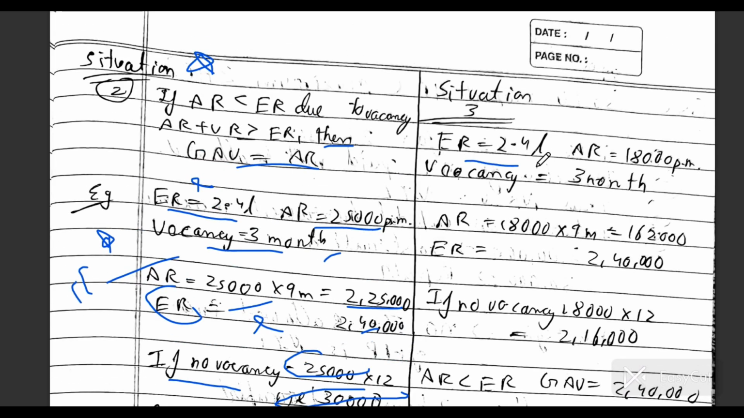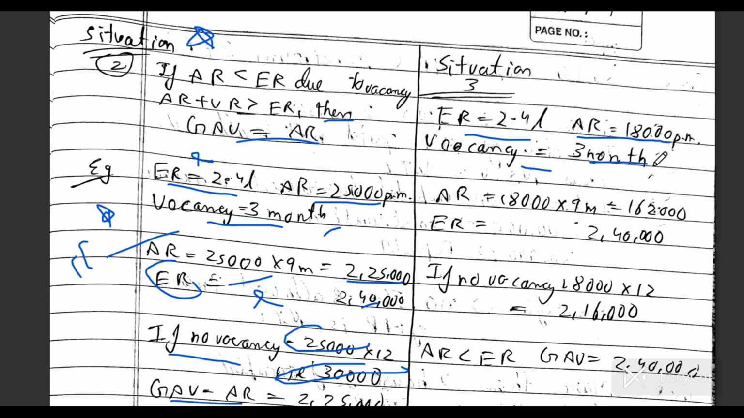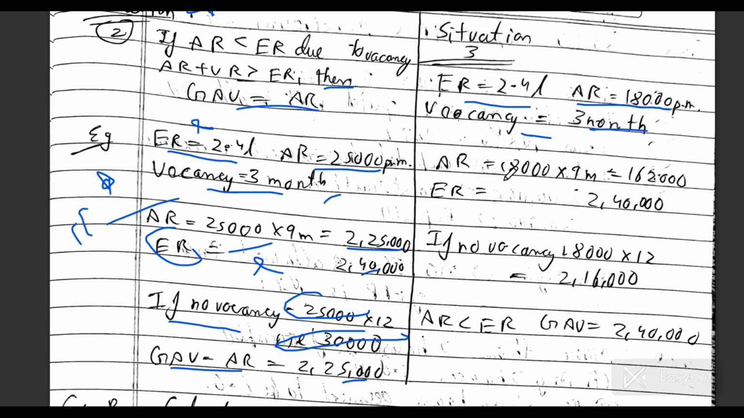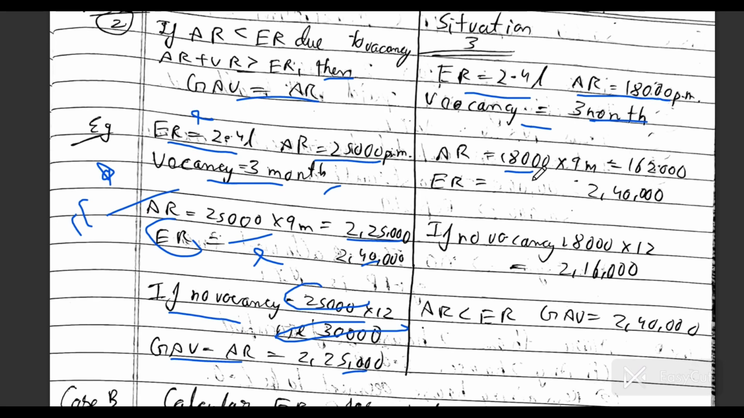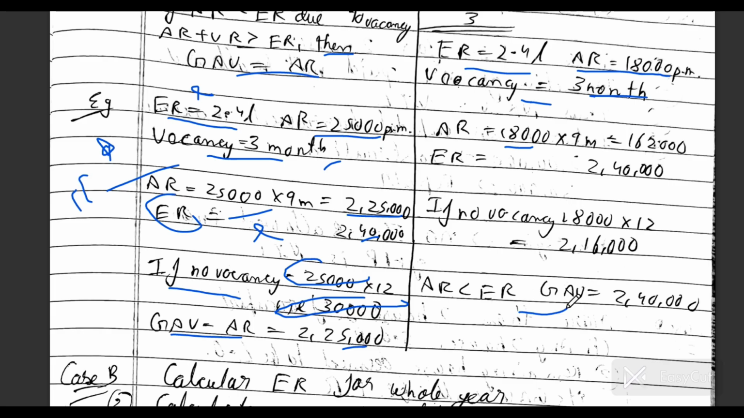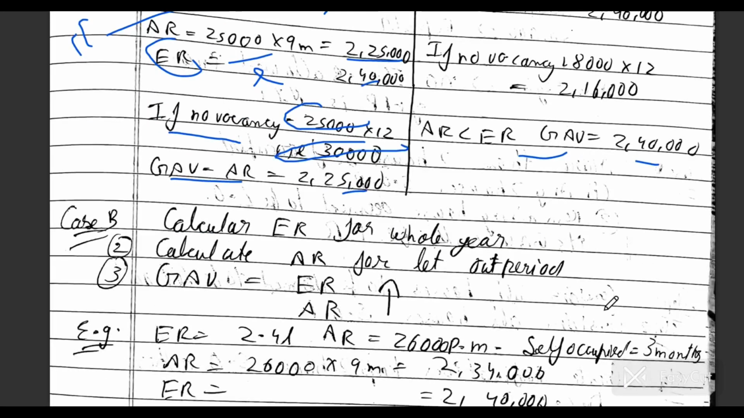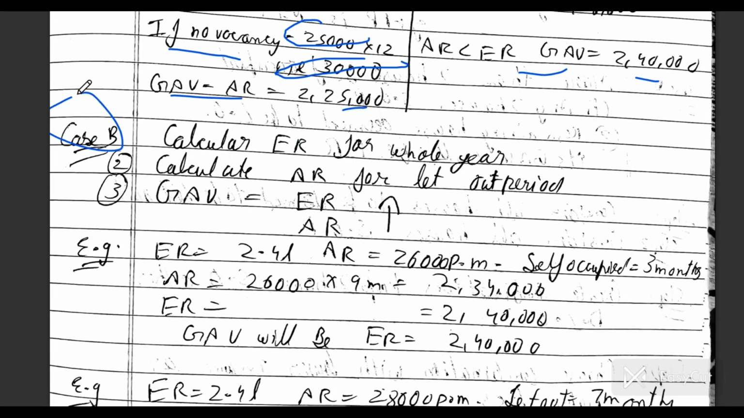And situation 3: if expected rent is 2.4 lakh, actual rent is 18,000 per month, and vacancy is for 3 months. It is an example where even including vacancy plus actual rent, the sum total is less than the expected rent, then in that case GAV will be the expected rent. And then there is one more case, case B.